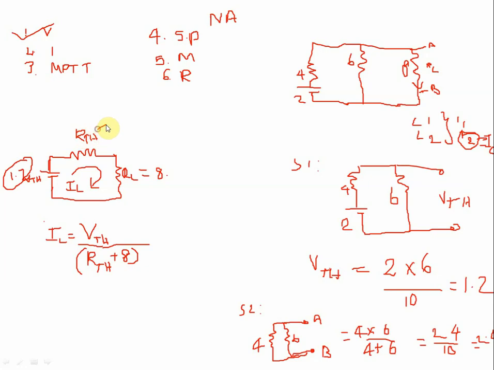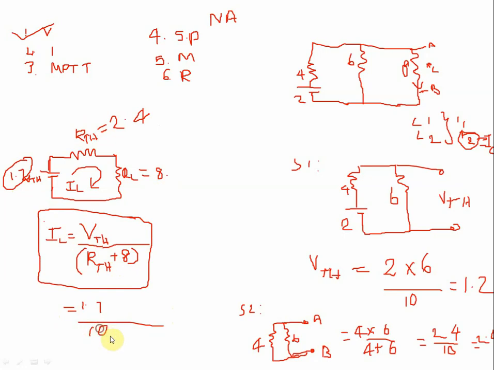So substitute 2.4. Where do I need to substitute it? In the load current formula. So substitute VTH, divided by RTH. What is RTH? 2.4. 2.4 plus 8. Why 8? Because RL is 8, as written here. What is the answer? 10.4.